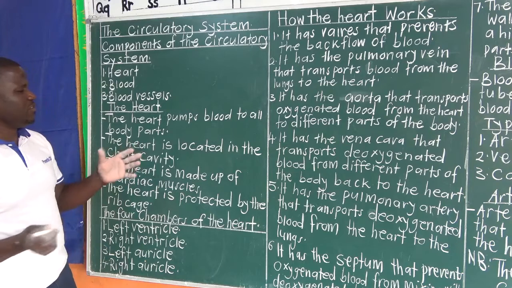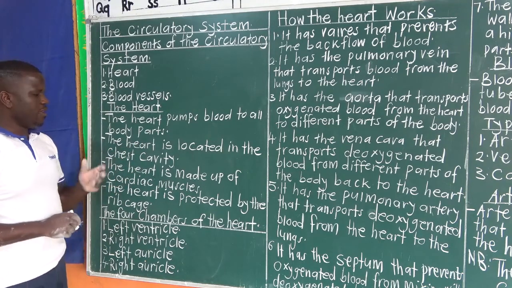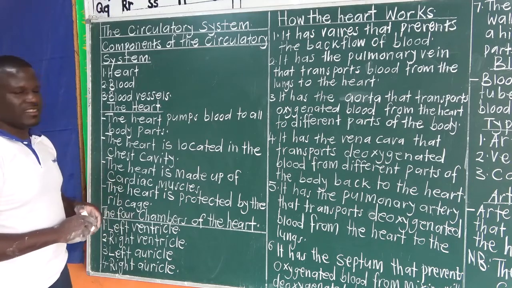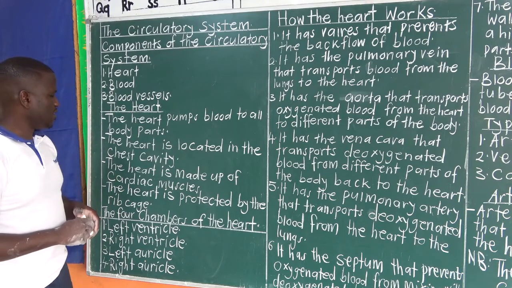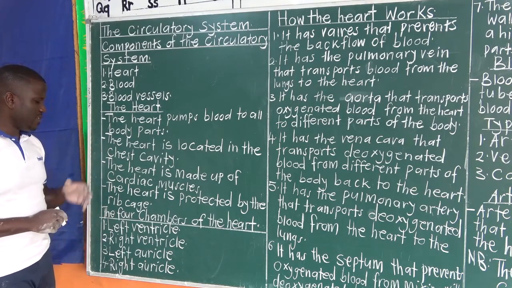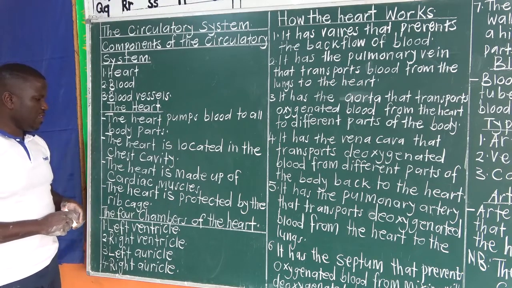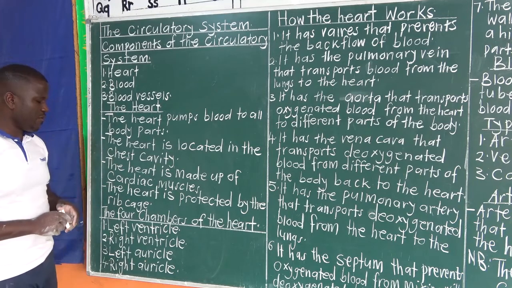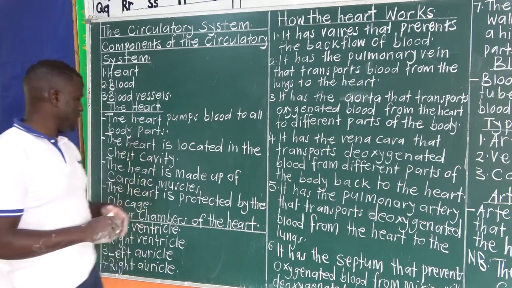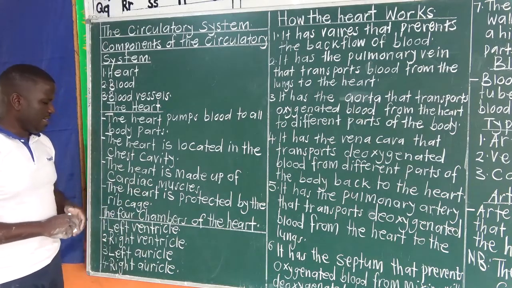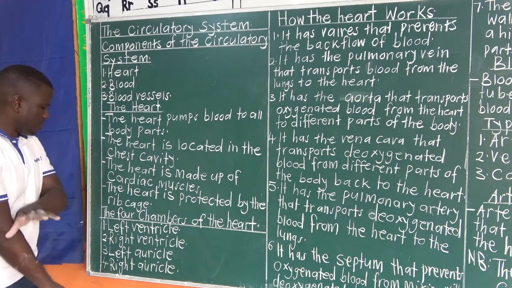So that's some of the things you need to know about the heart. One, it pumps blood to all parts of the body. Two, it is located in the chest cavity. They may ask you, where is the heart located? The heart is located in the chest cavity. Three, the heart is made up of cardiac muscles. Cardiac muscles are muscles of the heart. Then lastly, the heart is protected by the rib cage.